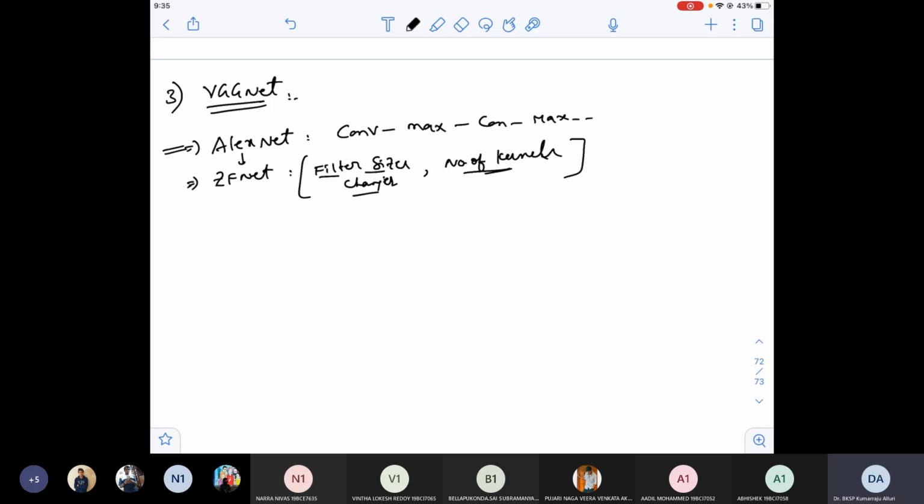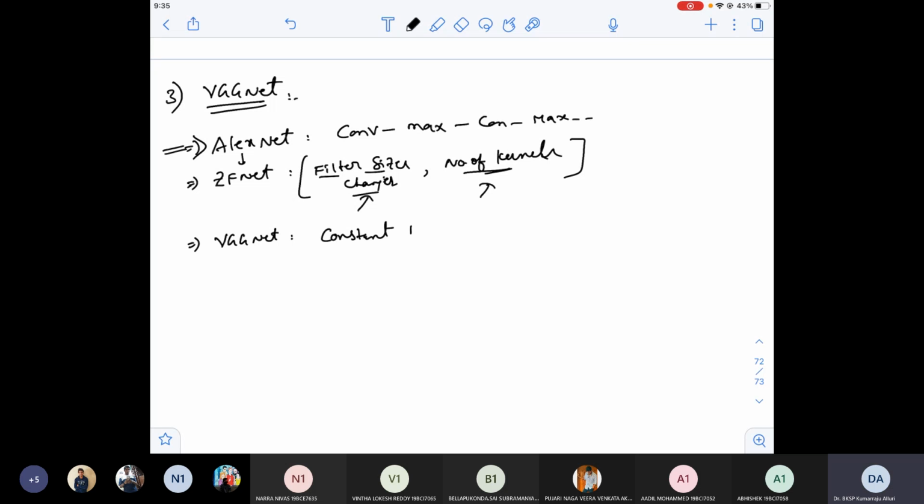Because there is no answer for this architecture. They came up with the question, why should I do this? And they added different configurations in terms of filters and in terms of kernels. Now, the third architecture, VGG, thought, why can't I have a constant filter size?